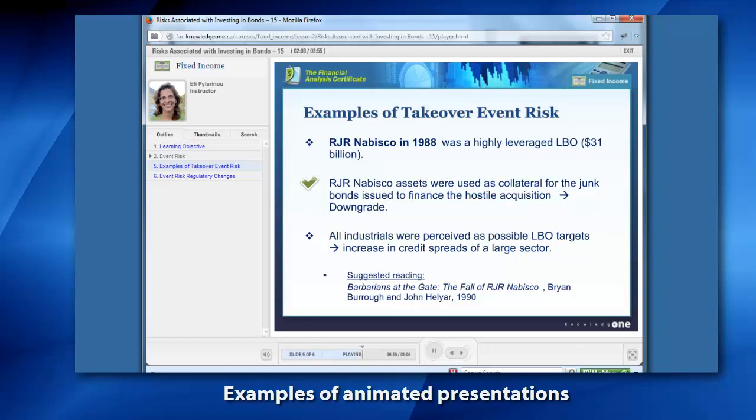So here we have an event, this highly leveraged LBO that resulted in a drop in the credit rating. Also, what happened, all industrials were perceived as possible LBO targets at the time. So the whole sector was affected, and credit spreads of that sector widened substantially.